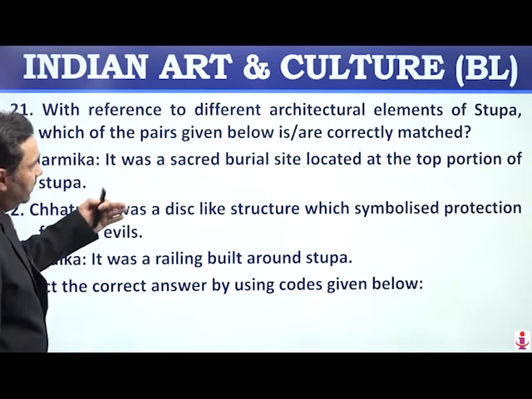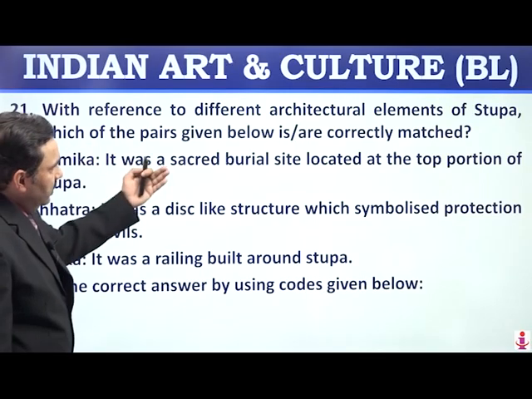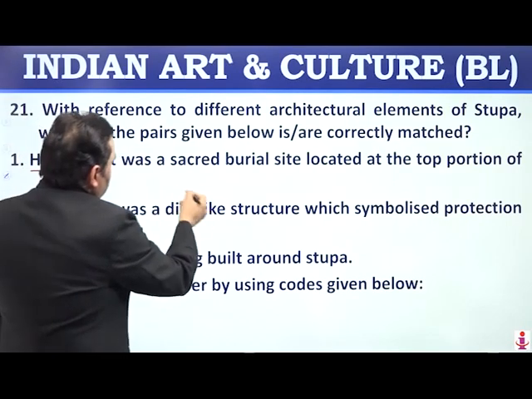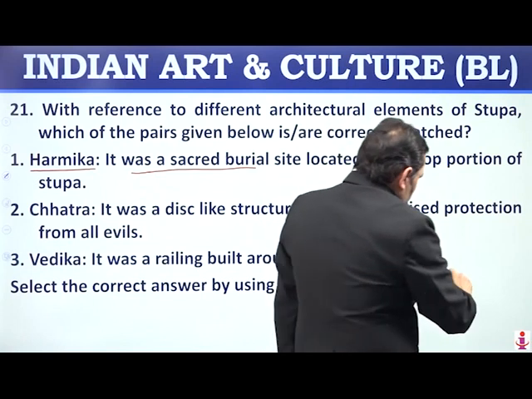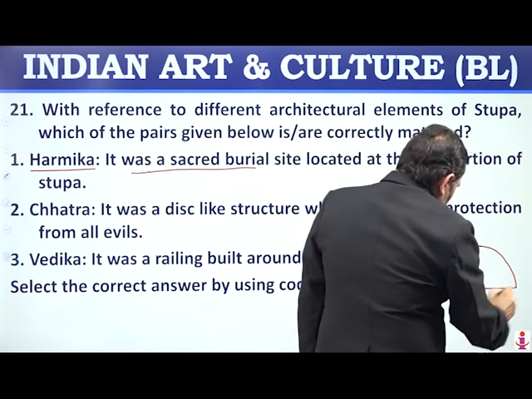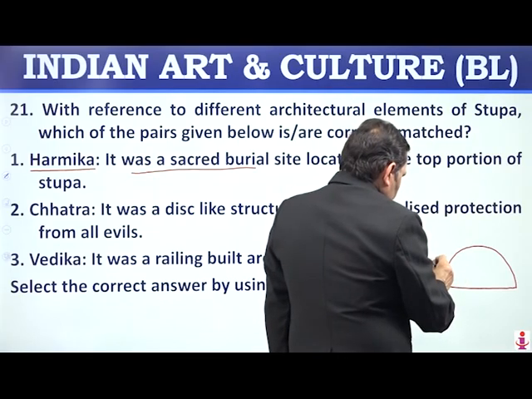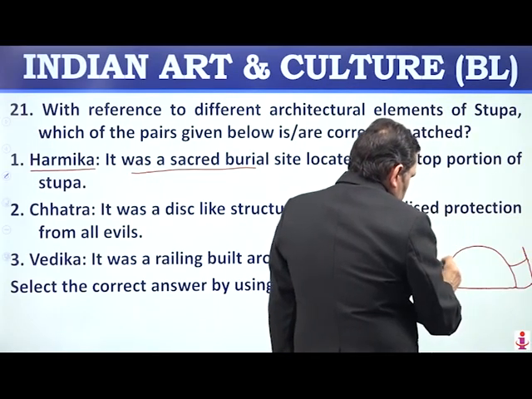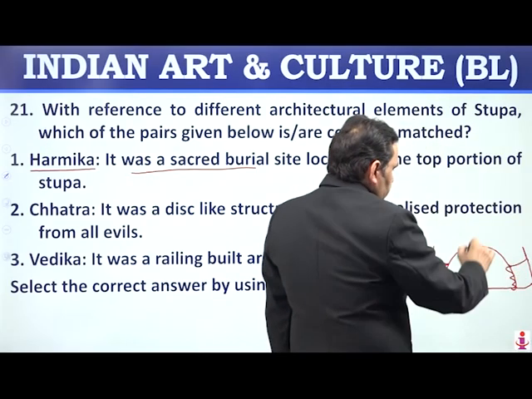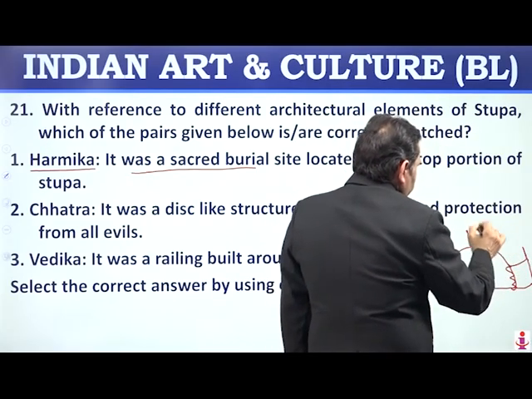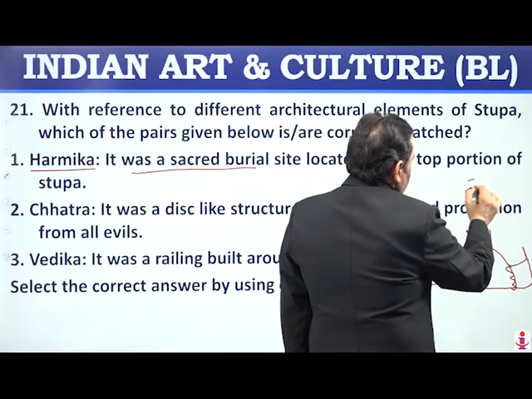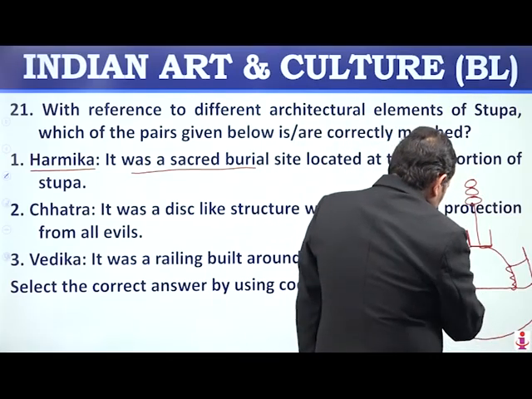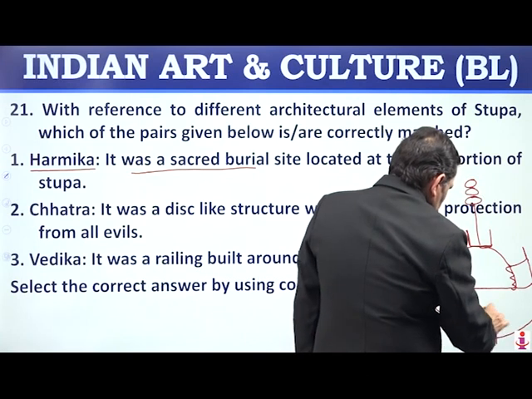Question number 21. With reference to different architectural elements of a stupa, which of the following pairs given below are correctly matched? Harmika, it is the top portion. If you see, a stupa is like a hemisphere or inverted bowl. The lower portion is slightly wider. There are railings here and there are stairs to reach this wider portion. The top portion also has a railing, and there is a staff or danda and some umbrellas. There is a railing at the ground level, and there were massive beautiful gateways known as Torana Dwars in all the 4 directions.